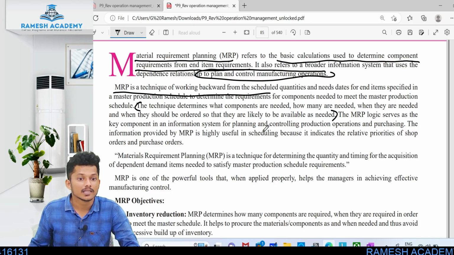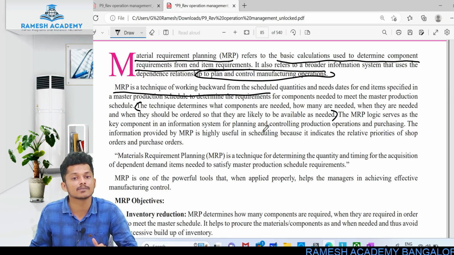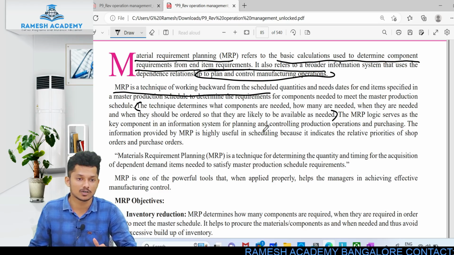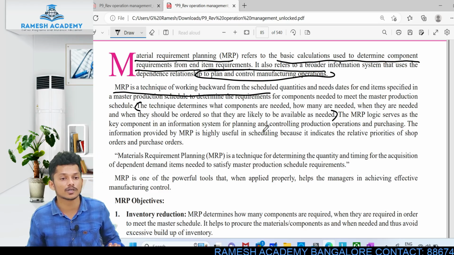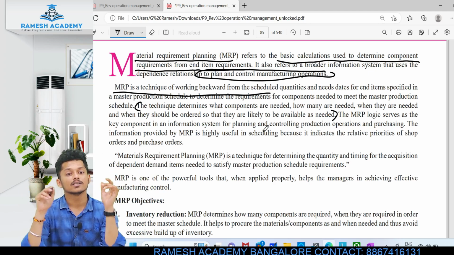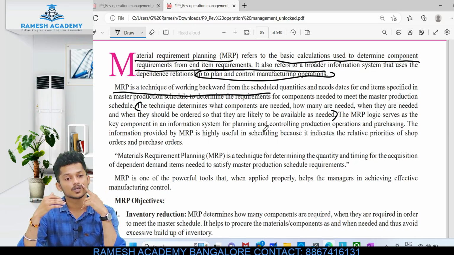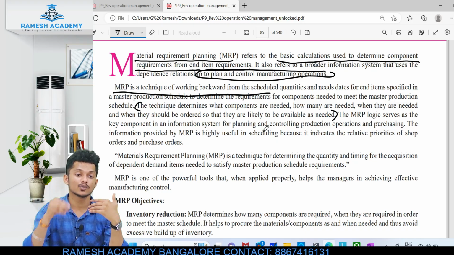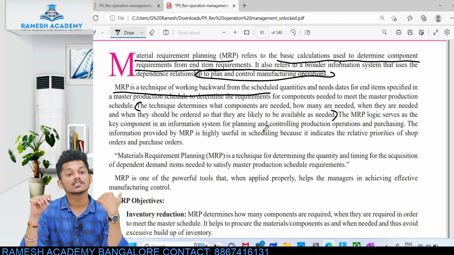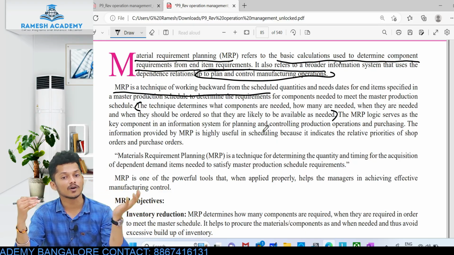Next, the information provided by MRP is highly useful in scheduling because it indicates the relative priorities of shop orders and purchase orders. You may have heard about it, SO and PO. When you write a letter, you mention SO, PO, which means selling order and purchasing order. So shop order and purchase order you might have already come across.